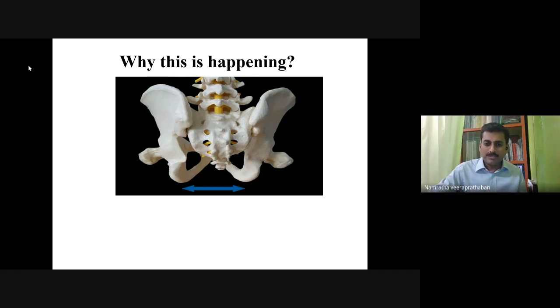If you look at the beauty of this ischial tuberosity, these ischial tuberosities are, I'm sorry, the mic is on. There is a noises around me. I'm sorry for that.